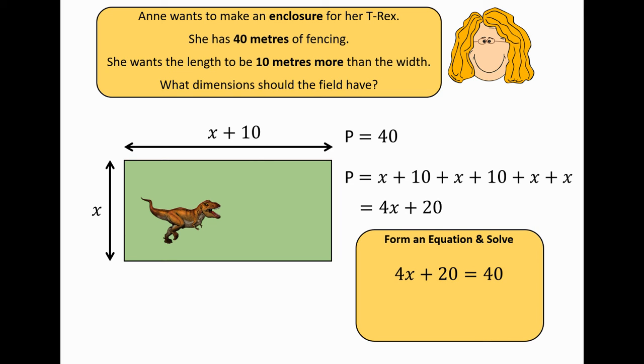Then solve this equation. You should be able to do this. Subtract 20 from both sides. You get 4x is equal to 20. Because 4x is equal to 20, I want to solve what x is by itself. So how can I get rid of that 4?